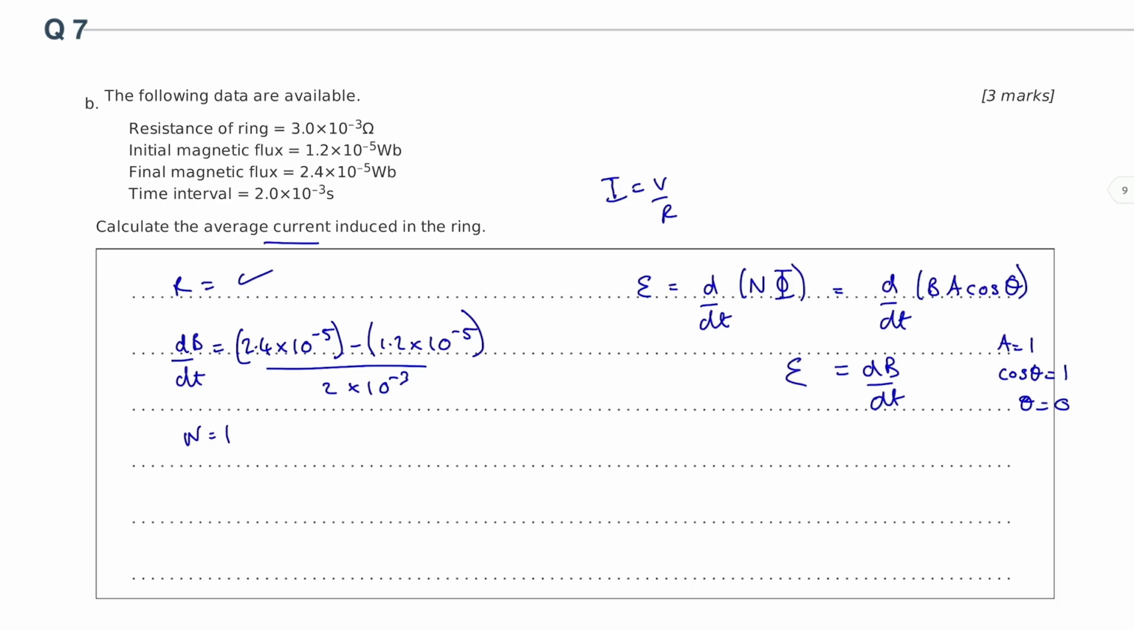And that is, if we put that into our calculator, 6 times 10 to the minus 3 volts. We don't want voltage, we want current, so I is equal to 6 times 10 to the minus 3 divided by resistance, which is 3 times 10 to the minus 3, which gives us a current of 2 amps. We should probably do that to 2 significant figures, because everything else is 2 significant figures.